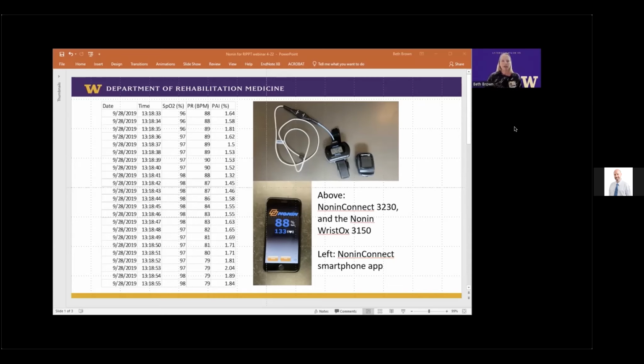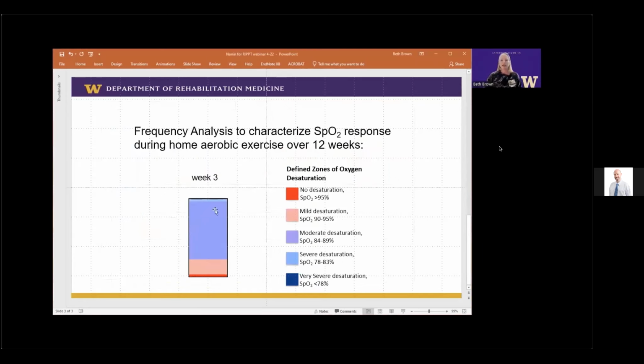We developed a method in GraphPad Prism to do a frequency analysis where we can define binning for SpO2 values for each session, and that gives us the levels of desaturation that are occurring in individuals, from none to mild or more severe. And I've got a slide that can show you what that looks like here.